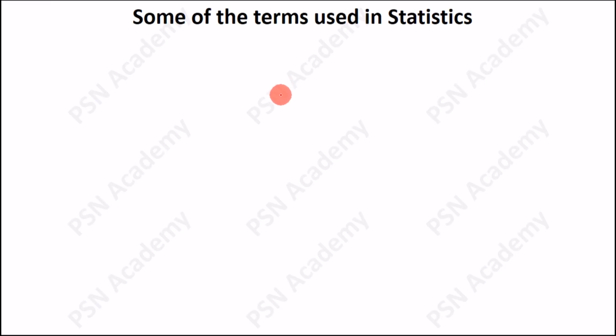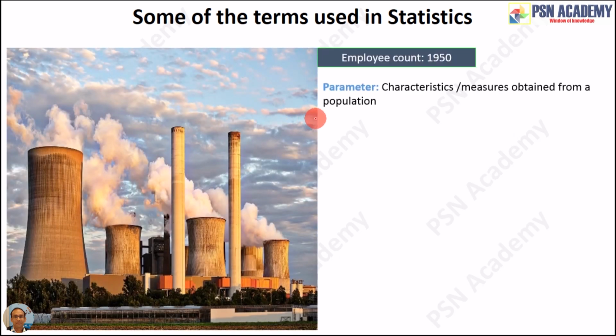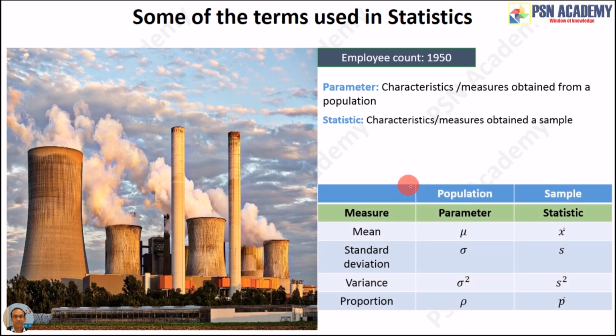Welcome back. We continue with the definition of the terms used in statistics. In the previous video, we discussed the parameter, which are the measures obtained from the population, and the statistic, which are those measures that are related to the sample. We also discussed the different notations used for population and sample.